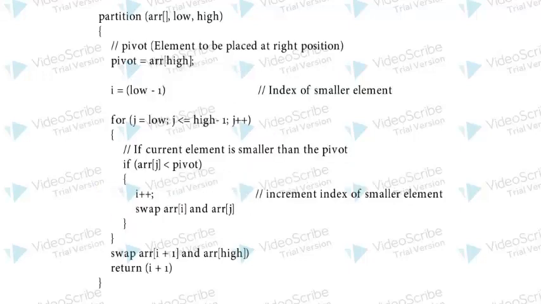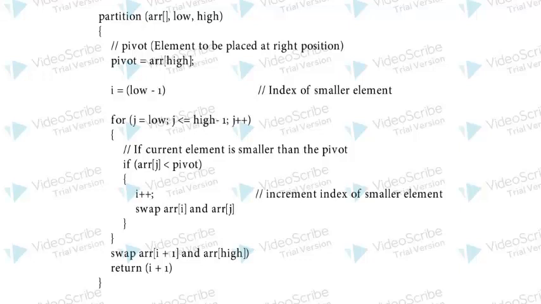Let's see how the partition function performs this action. As you can see in the algorithm, the partition function accepts three parameters: the array, the lowest point, and the highest point. Now, it creates a variable i, which tracks the position at the moment. To start, i has to be 1 less than the lowest index.